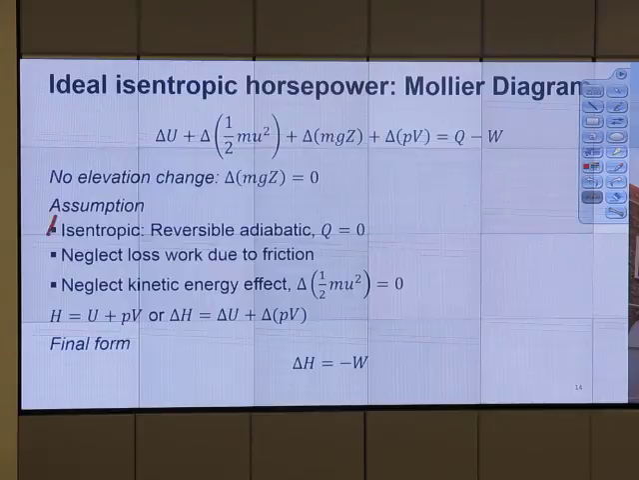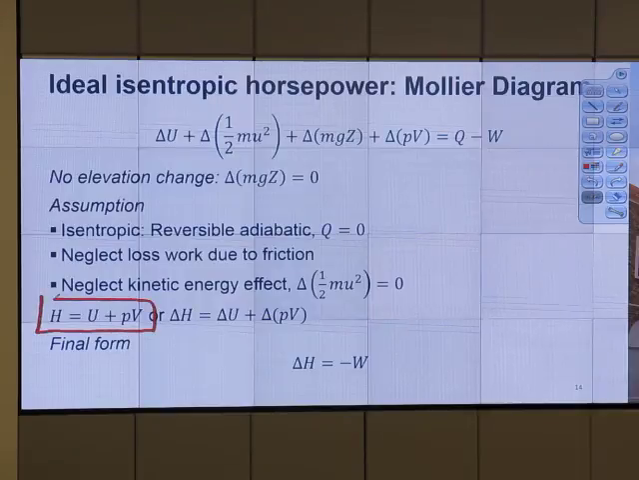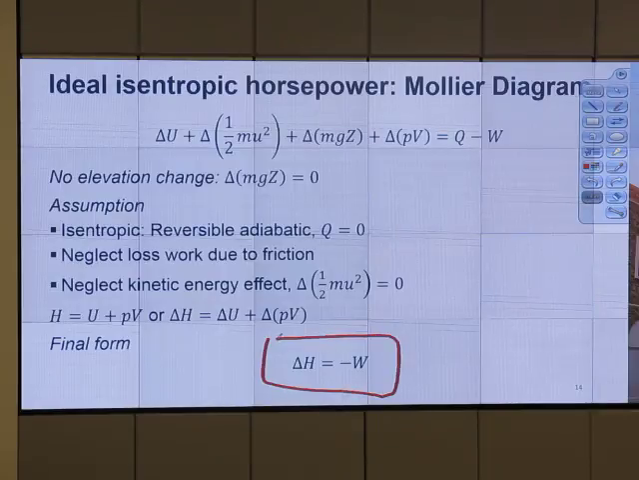So this is the assumption: Q equals 0 and S is constant. Okay, reversible process, reversible and adiabatic. Adiabatic means no heat goes in or out. We neglect the force due to friction, and neglect the change in the kinetic energy. So we assume that the speed of the gas molecules doesn't move a lot faster or a lot slower. Okay, and we know that H is U plus PV. So after we neglect many terms, what you get is this one. Delta H is equal to minus W.